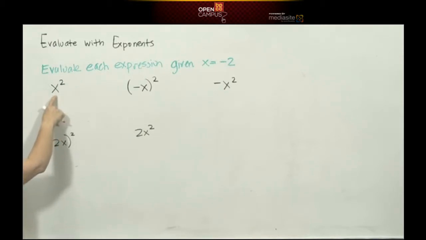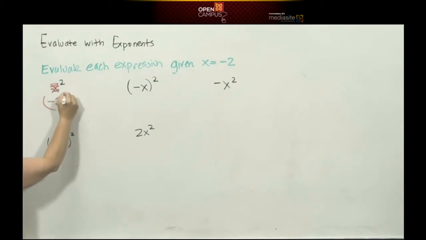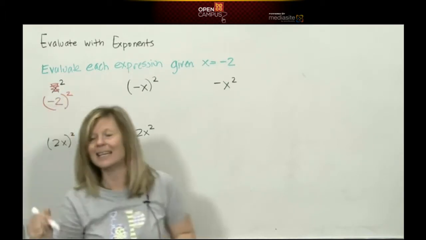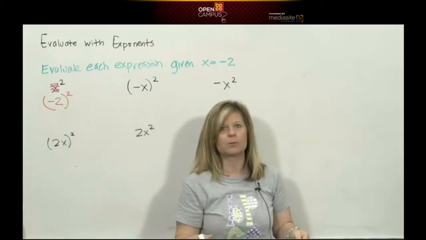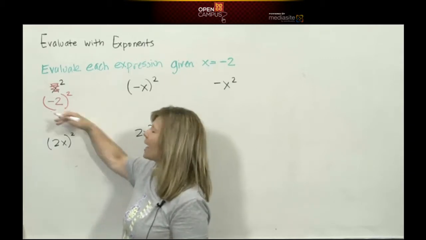All right, so let's go to our first expression. Our first expression says x squared. So what we're doing is we're replacing the x with -2. Now this exponent belongs to the x. So that means this exponent belongs to this whole number. And to show it belongs to this number, -2, we're going to have to put it in parentheses. That is the key. So we're going to write (-2) squared. There's your substitution step.